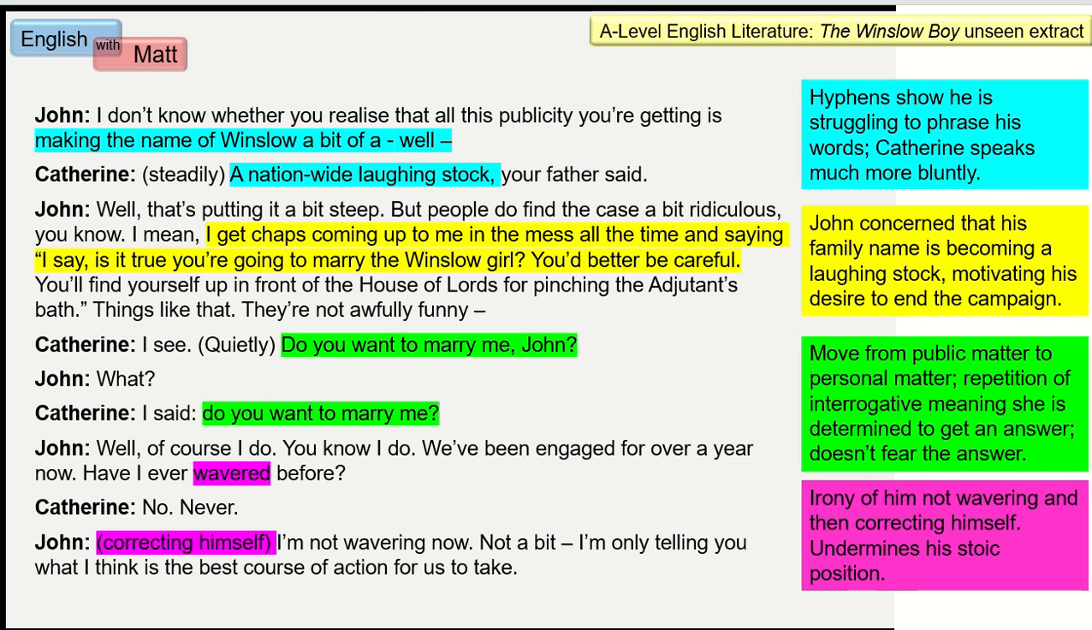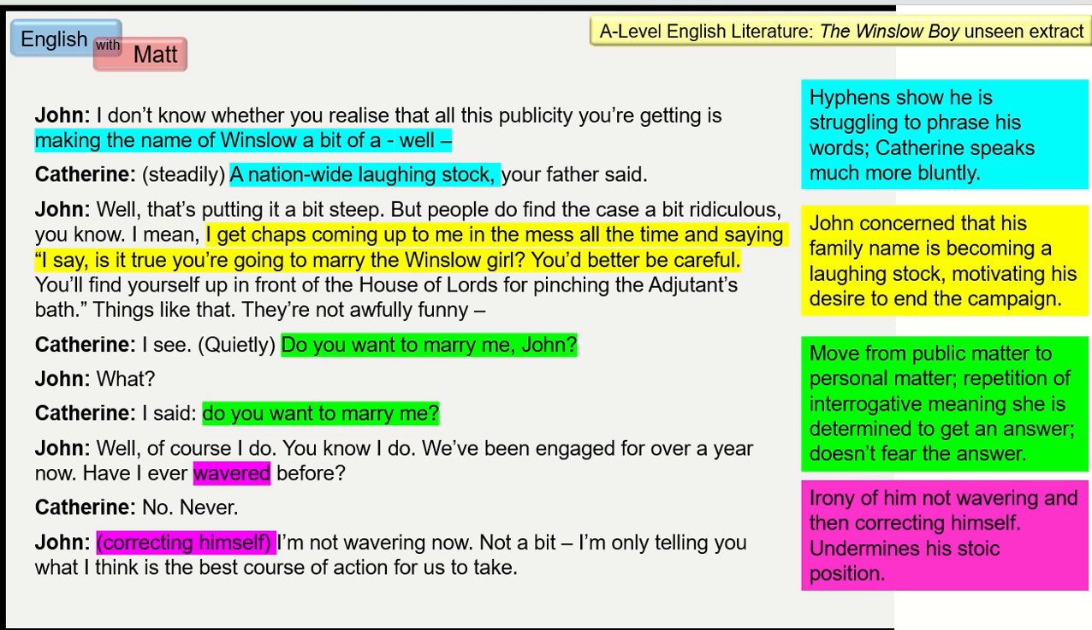John, of course, is very concerned that the Winslow name is being made a bit of a laughing stock, and he doesn't really want to be associated with that. He wants this campaign to be put to rest because he doesn't want to be associated with anybody that's a bit maybe eccentric like Catherine, who just won't give up.